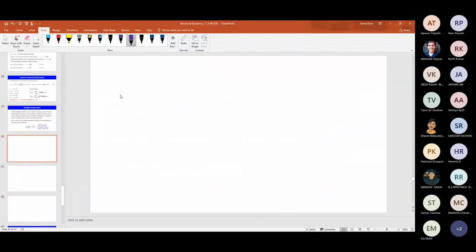Considering only the beam problem. For the beam problem, what you have to find out is the potential energy and the kinetic energy, right? So what is my potential energy? Before that, let me write the transverse displacement.